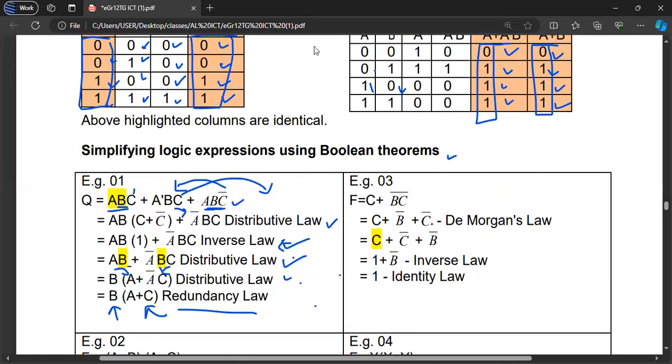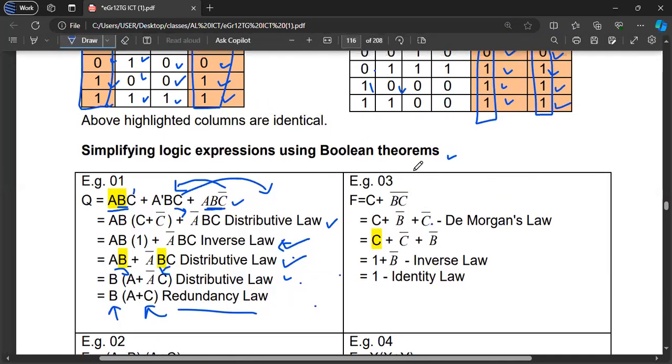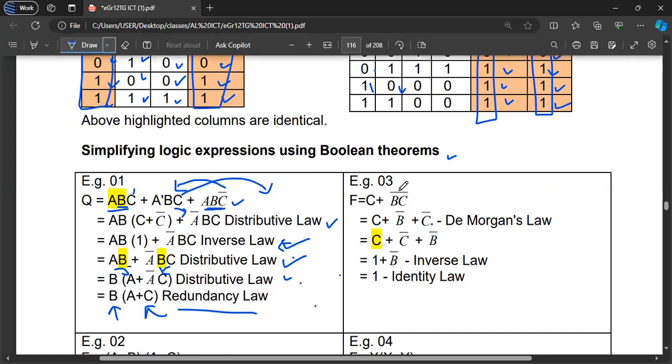So let me explain another example for you guys. F is equal to C plus BC whole thing bar. Now this can be broken into C plus B bar plus C bar. What is the law? De Morgan's law, which I have explained to you. Then C plus, let us bring the C bar this side and take the B bar that side, right? So then we can see C plus C bar is going to be 1 plus B bar. What is the law? Inverse law. C plus C bar is going to be 1. Then 1 plus B bar is equal to 1. That is the identity law.